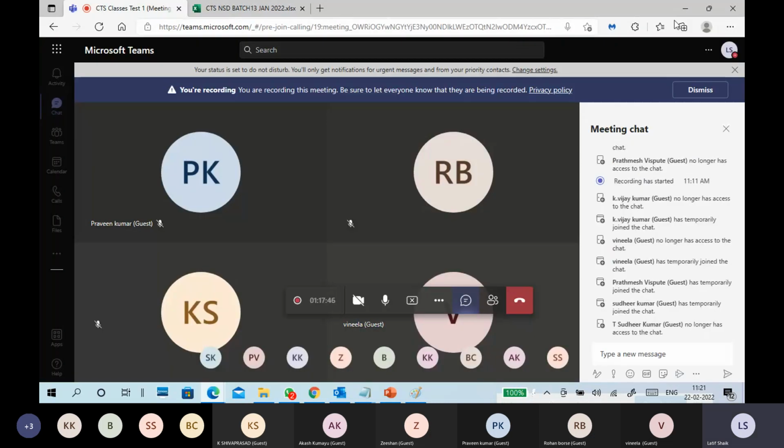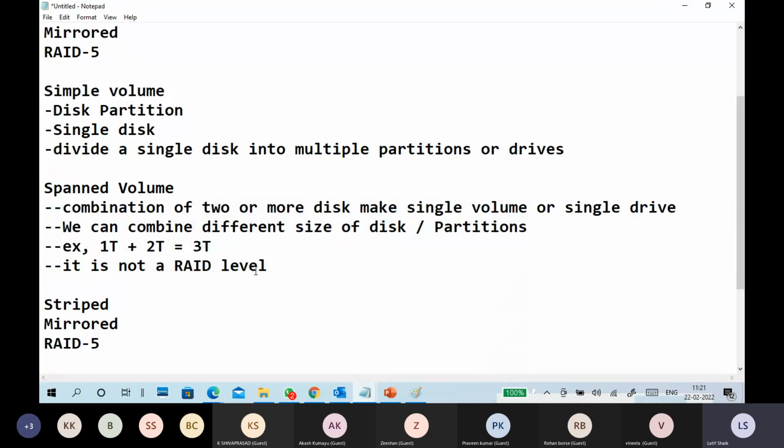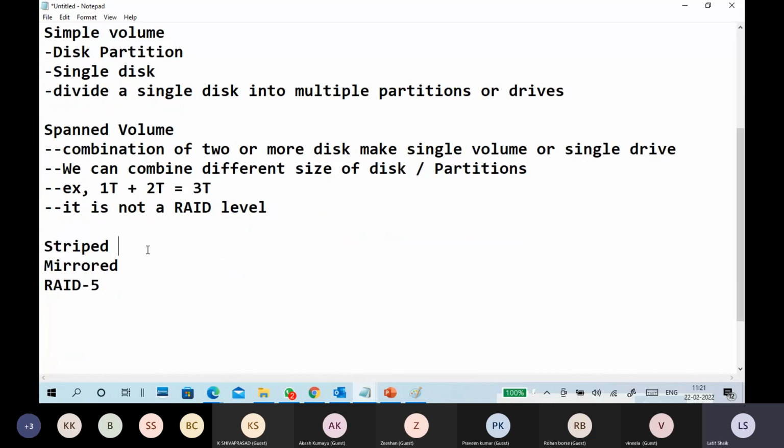Very good. Sorry. Yeah, here it is. It is not a RAID level. Now it comes to RAID levels. These three are the main RAID levels: striped volume, spanned volume, mirror volume, and so on.